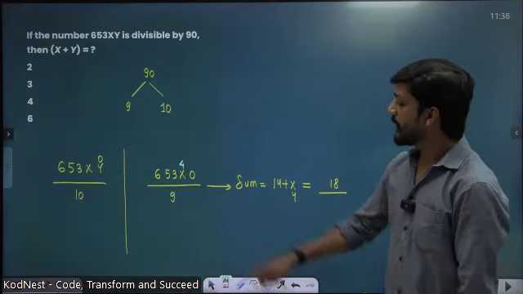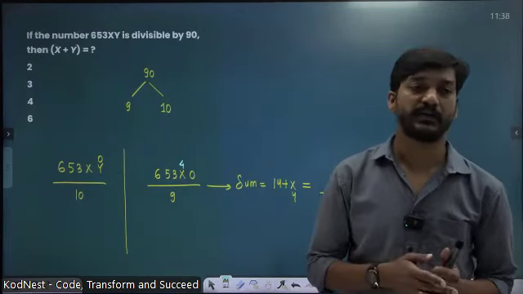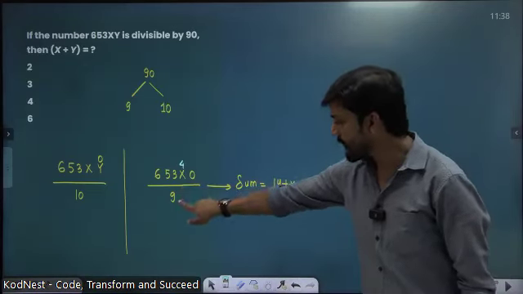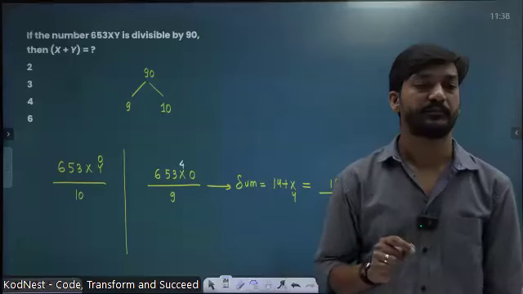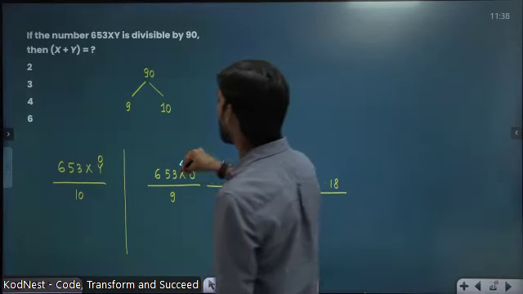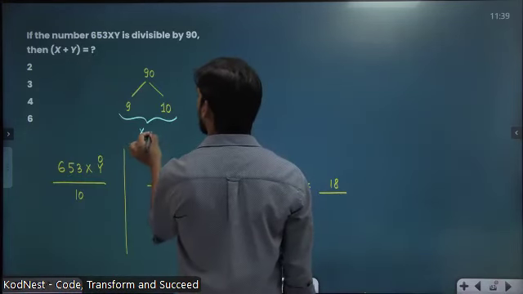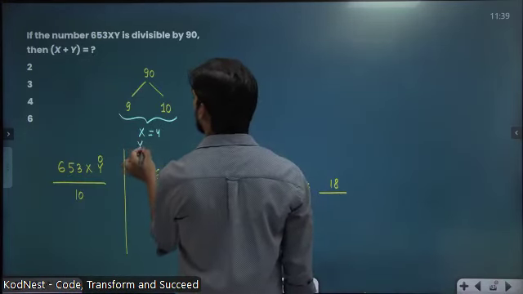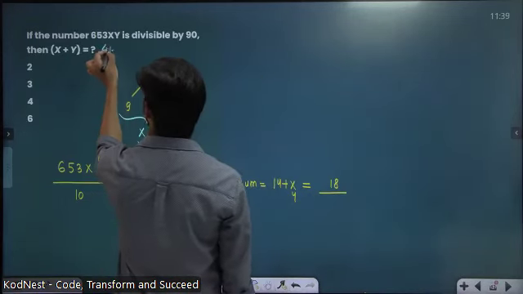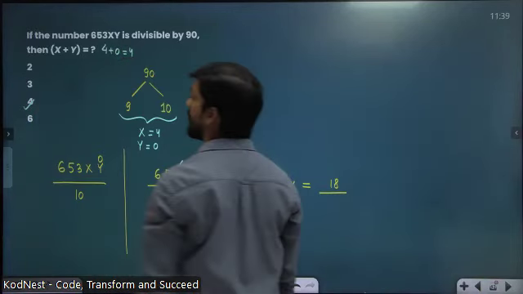Again asking you, is this number divisible by 10? Yes, no? Is it divisible by 10? Yes. Is this number divisible by 9? Please answer. Yes. Okay, so this number is divisible by 9 and 10. The condition I've taken is x equal to 4 and y equal to 0. And this gives you x plus y equal to 4 plus 0, that is 4. Okay, so 4 is your answer.